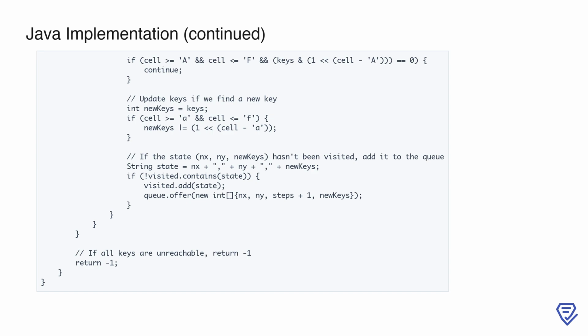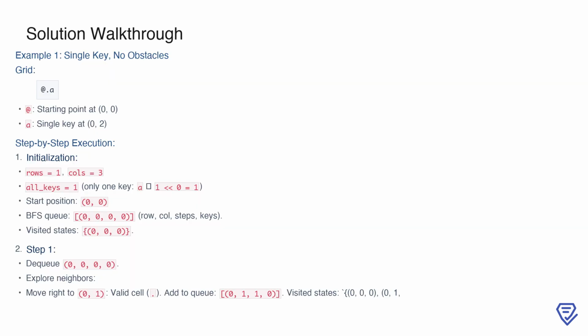keys. In this first example, we have a simple one-row grid with no obstacles and a single key. The starting point, marked by @, is at position 0, 0, and the key is at position 0, 2. We initialize the number of rows and columns as 1 and 3, respectively. Since there's only one key, the total bitmask for all keys is 1, calculated as 1 << 1 - 1.